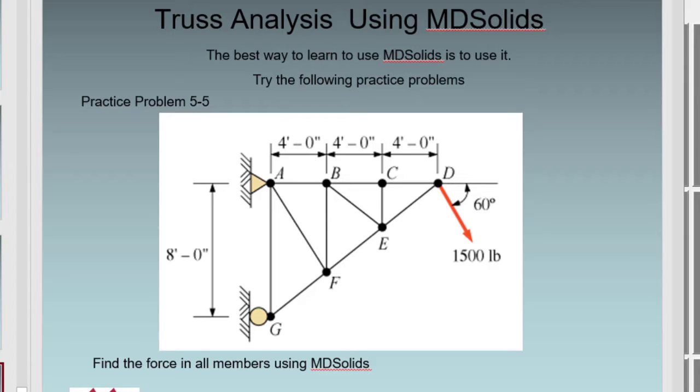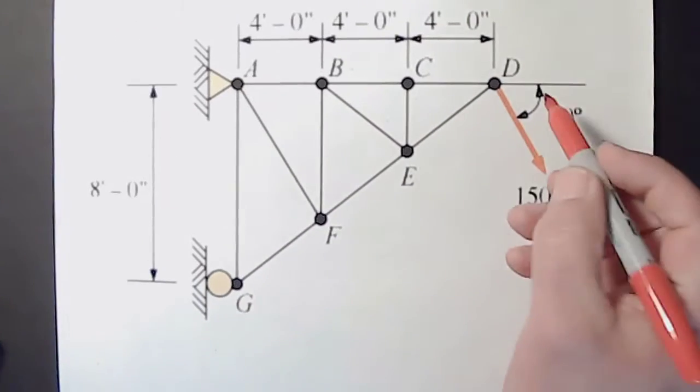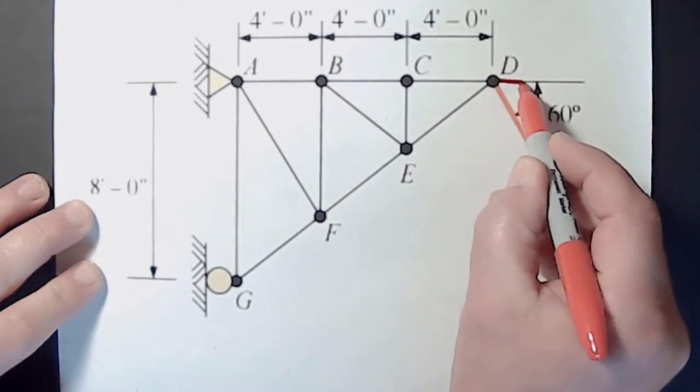Now, MD Solids will not let you insert a force at an angle in truss analysis. So what do we do? We have to break that 1,500-pound load up into its horizontal and vertical components. So first, let's do that. I have 1,500 pounds at 60 degrees.